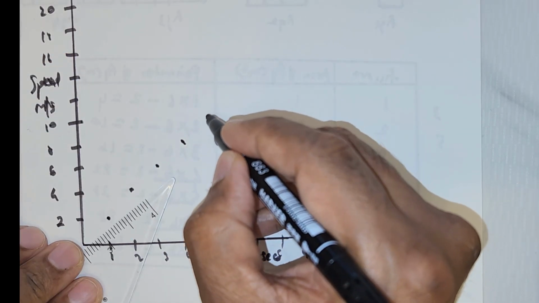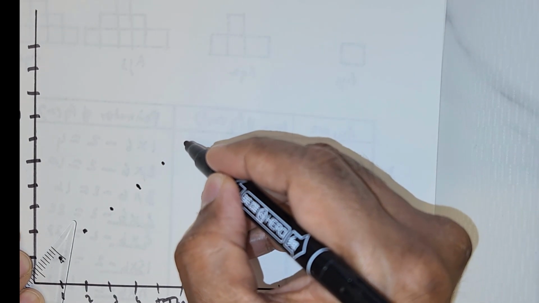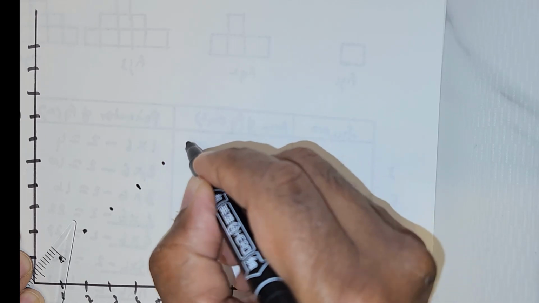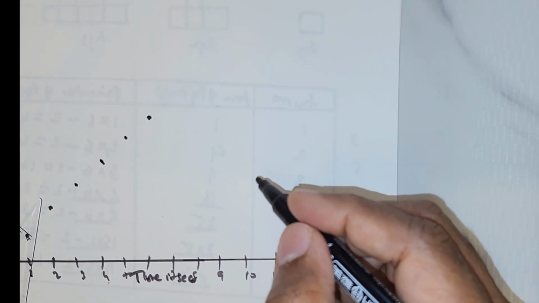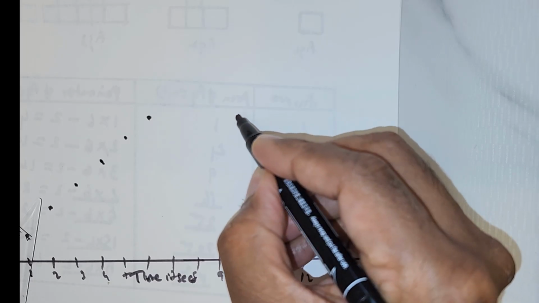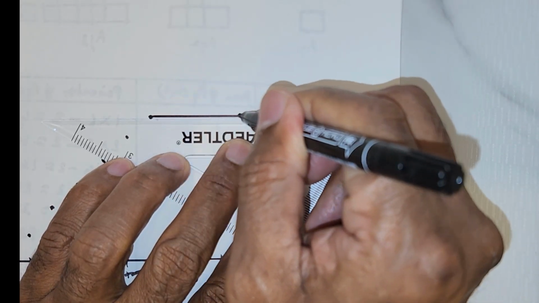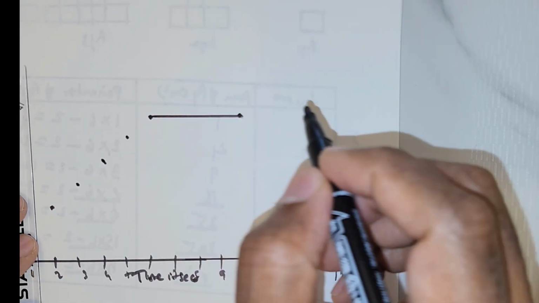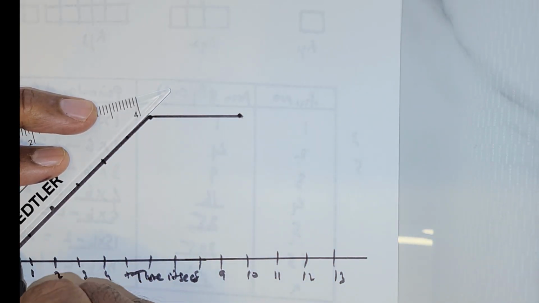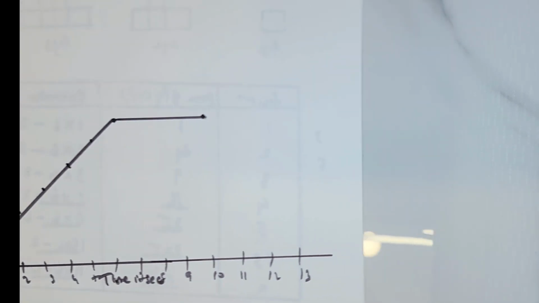And then at 5 it is 10. Then at 6 it is 12. Okay, this is 12 units. And then all the way up to 10 the speed is maintained. Okay, this 12 meters per second is maintained, and you have a graph in that fashion.